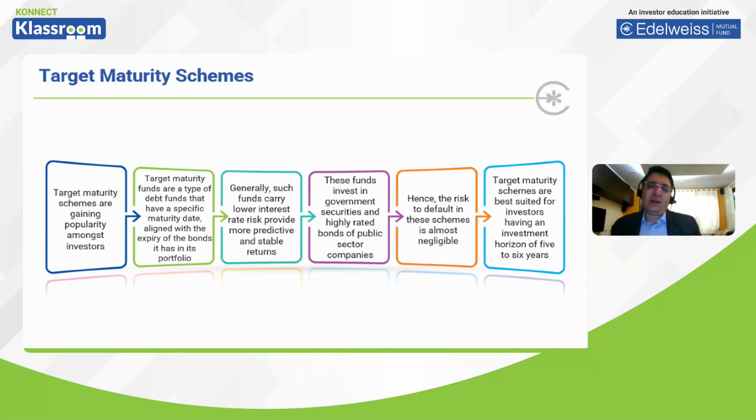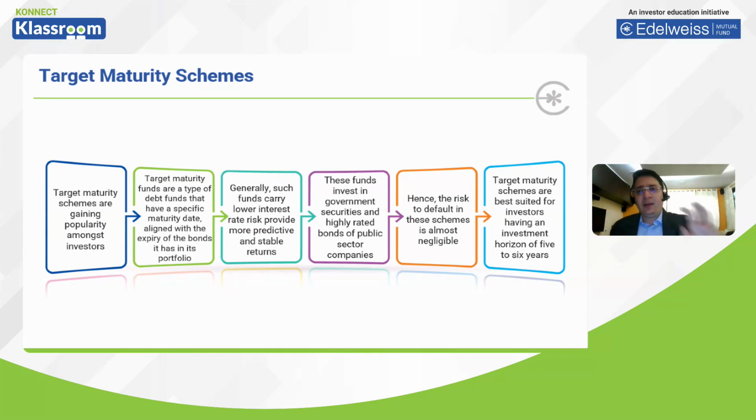So in that sense, target maturity funds become a very apt investment for any investor wanting to be very low on default risk and have a safe and predictable return. The ideal investment horizon people talk about for target maturity funds is about 5 to 6 years. But there are target maturity schemes for periods of 1, 3, 5, up to 10 years, and they are available for anyone to invest in.